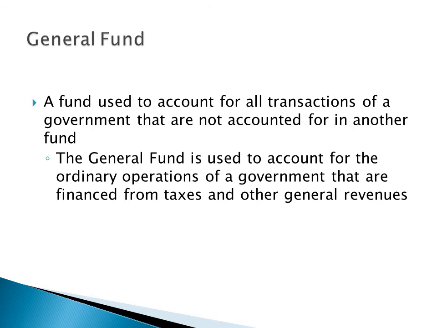If you'll remember from Chapter 2, again, the main fund is called the general fund. All governments have a general fund. It's the fund that's used to account for all transactions of government that aren't accounted for in another fund. The general fund, in other words, is used to account for ordinary operations of a government that are financed from taxes and other general revenues like fines, things like that.